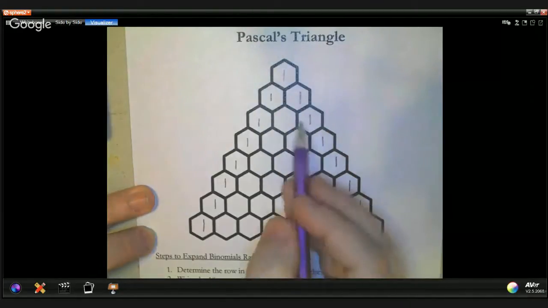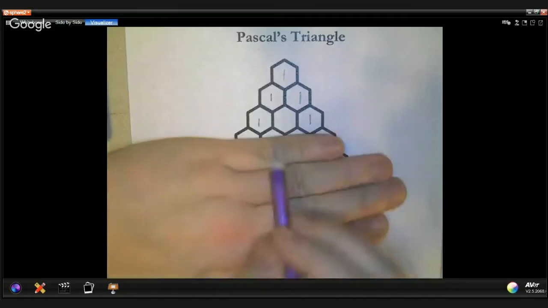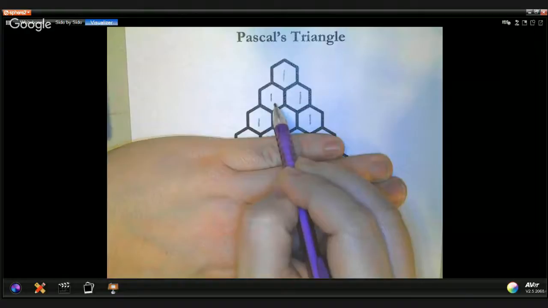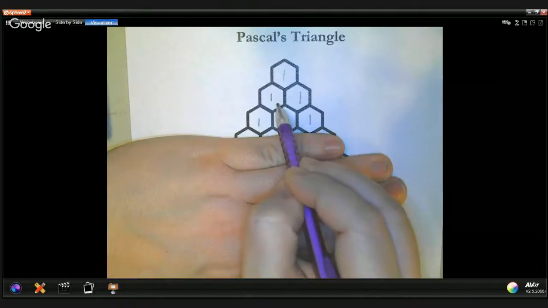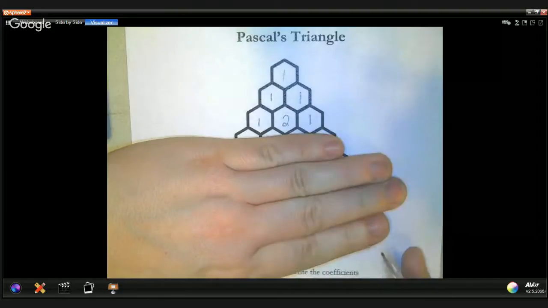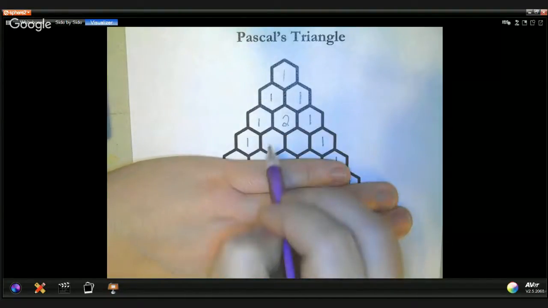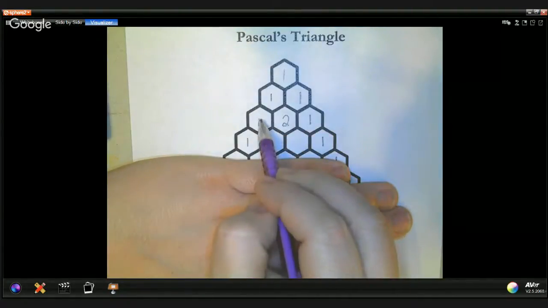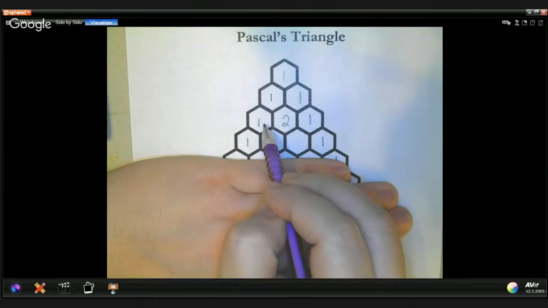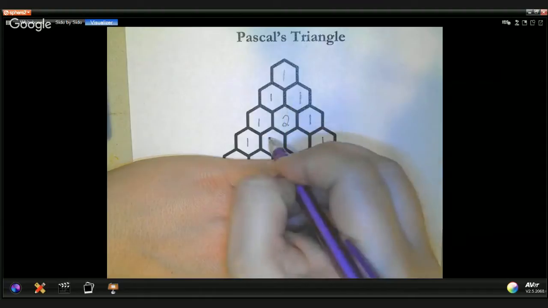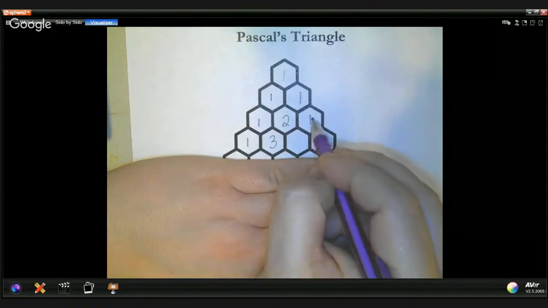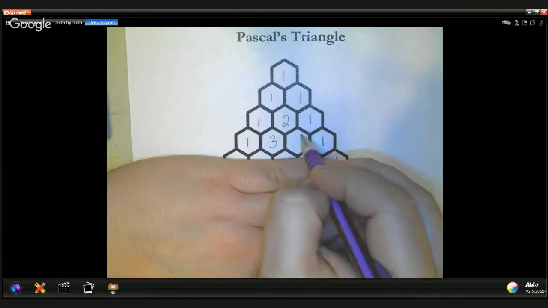Now the way you find this number here, I'm going to kind of cover it up, this number is made up of the 2 numbers above it. So 1 plus 1 is 2. I do the same thing here. This number is made up of the 2 numbers above it. So the 2 numbers above this are 1 and 2, so this is 3. And same thing here. This one's made up of the 2 numbers above it. 1 plus 2 is 3.